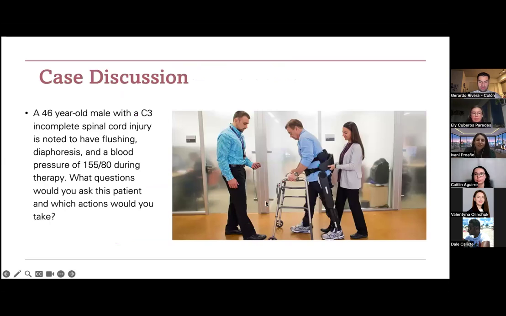Okay. So the first thing we have is a case discussion. A 46-year-old male with a C3 incomplete spinal cord injury is noted to have flushing, diaphoresis, and a blood pressure of 155 over 80 during therapy. What questions would you ask this patient and which actions would you take?